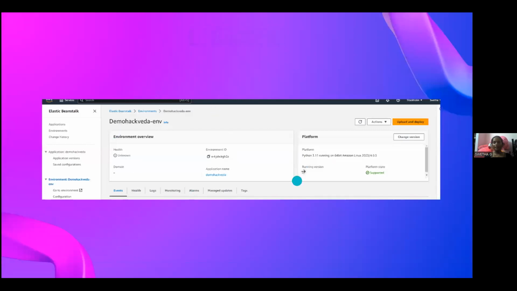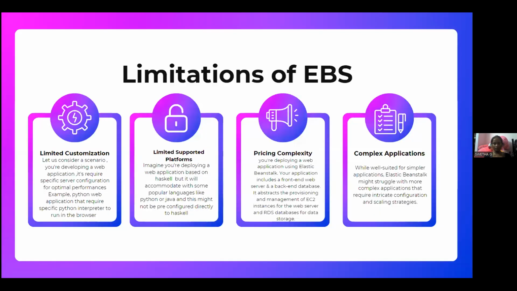This is the final output of the Elastic Beanstalk environment, which I created previously. These are the limitations of Elastic Beanstalk. The first one is limited customization.